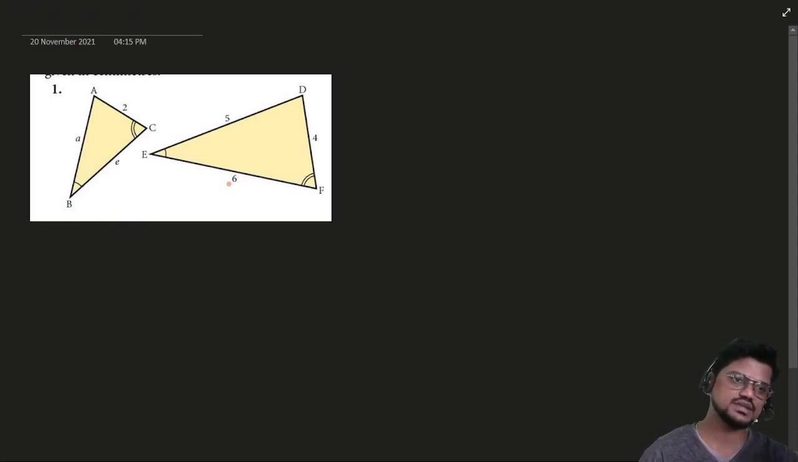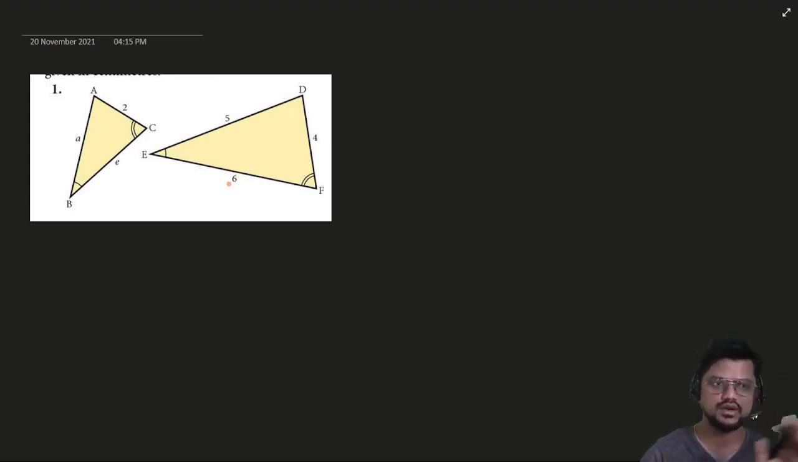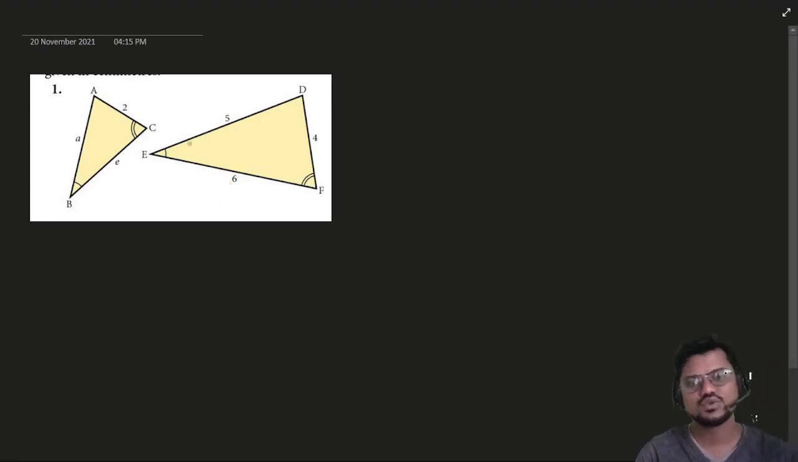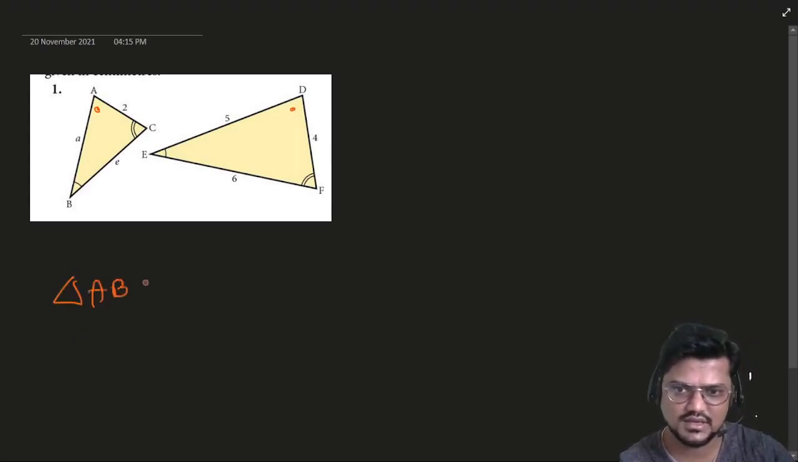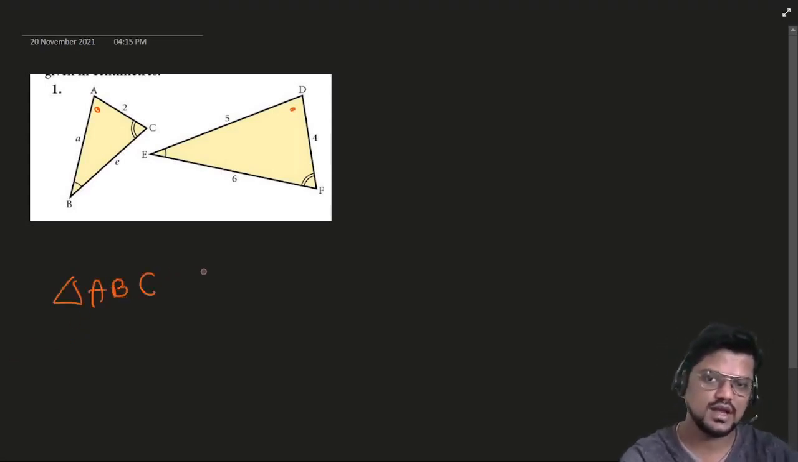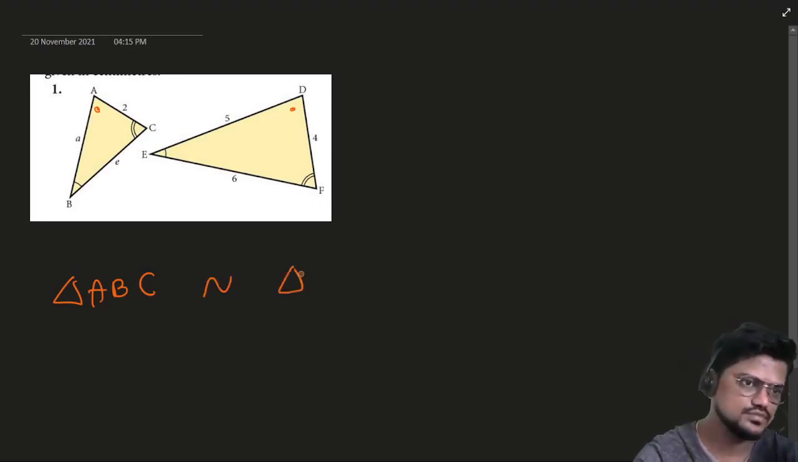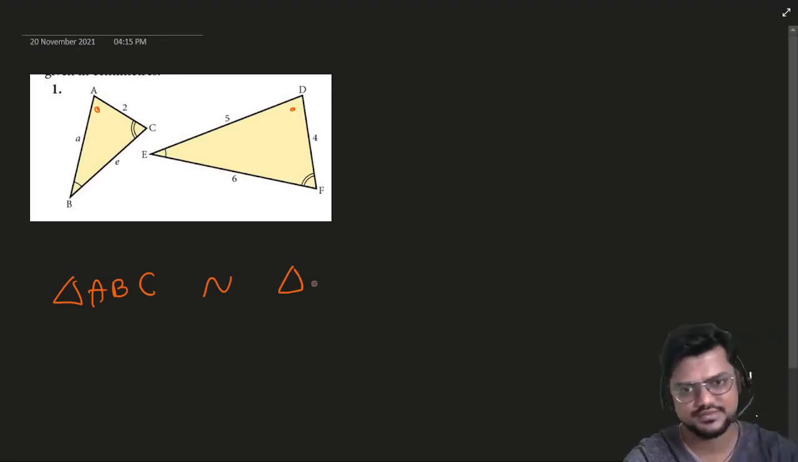The two triangles are similar. Obviously they are not congruent. Why? Because if I place one triangle on the other triangle, it will not overlap completely. Yes or no? It will not be overlapped completely. So what I can say over here, angle B is equal to angle E, angle C is equal to angle F. That means angle A is equal to angle D. So triangle ABC will be similar to which triangle? DEF. Perfect.